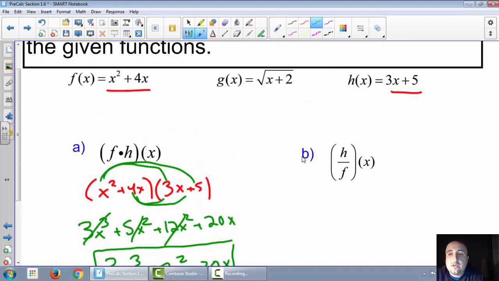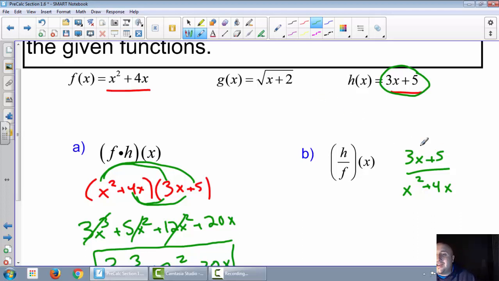All right, so then the second one here wants us to do a division. It's saying take h, which is right here, so 3x plus 5, and divide it by f, which is x squared plus 4x. Now, when you're thinking about dividing, you have to see, is there anything I can factor out? All right.